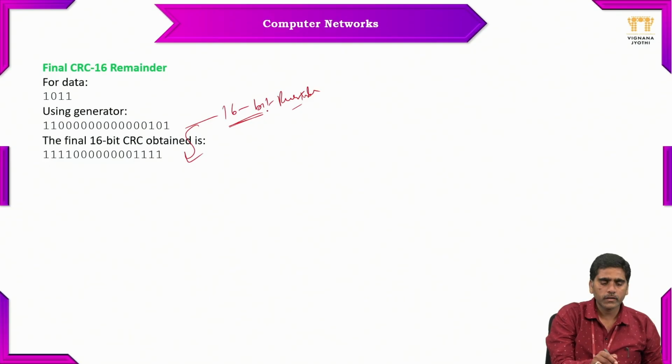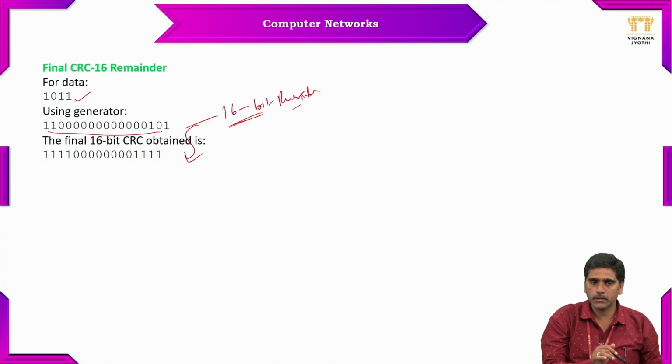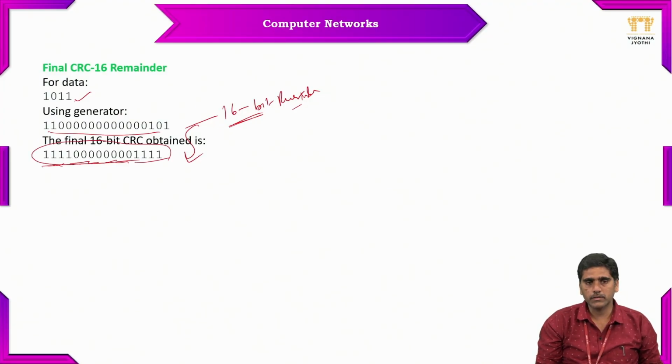So now, after the final CRC remainder, the data is 1011, and the generator is this one. Using the CRC 16-bit polynomial, the final 16-bit CRC obtained is 1111 1111 0000 0000 1111. This is the final CRC obtained.